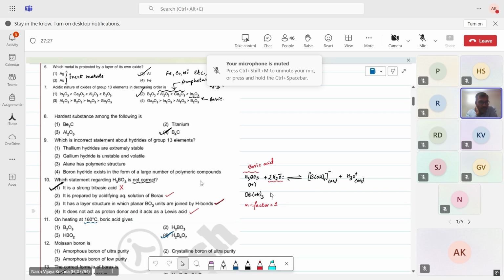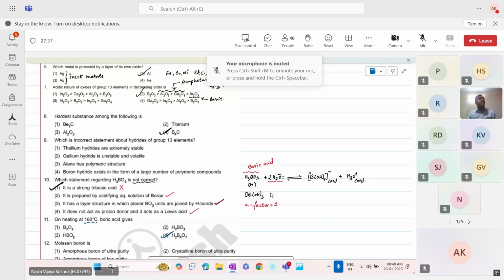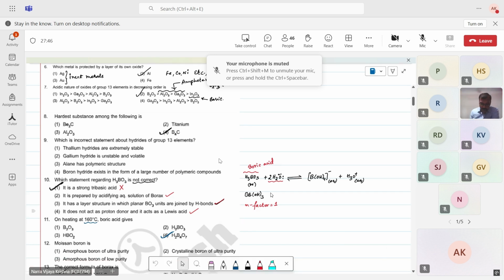Yes, because it has two types now. What are they? BnHn+4 and BnHn+6, correct? So what should be the answer? This is the wrong answer, right? Option 1, sir.